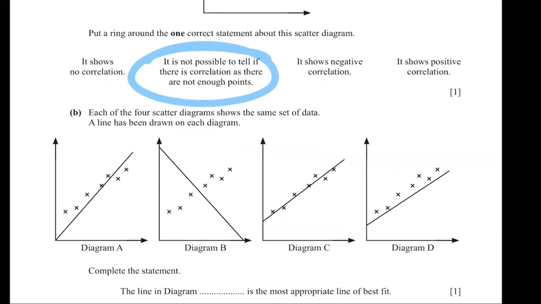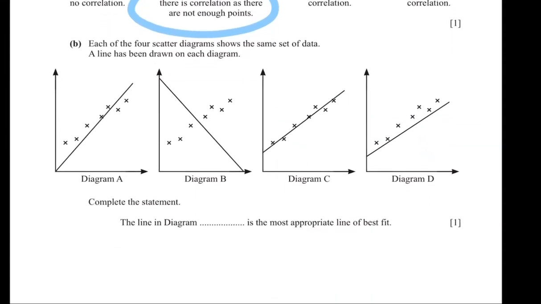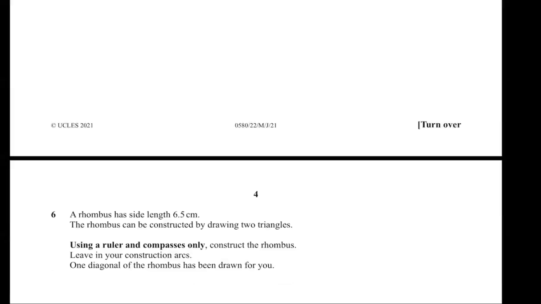Each of the 4 scatter diagrams shows the same set of data. A line has been drawn in each diagram. Complete the statement: the line in diagram what is the most appropriate line of best fit? So we're looking for a line of best fit. We must have the line passing through enough points with some on top and some at the bottom, which will be diagram C. So this one is definitely out of the question. This is out of the question because it started from the origin, but you don't necessarily have to start from the origin. And in this one, all the points are on top of the line.